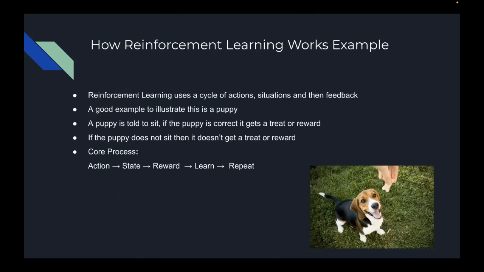There are a few key parts happening here. The action is what the puppy does. The state is the situation it's in, and then the reward is the feedback it receives. The system goes through the cycle over and over again: takes an action, observes the result, receives the feedback, and then updates its behavior. And the important part is that improvement doesn't happen instantly. It happens gradually through repeated experience.